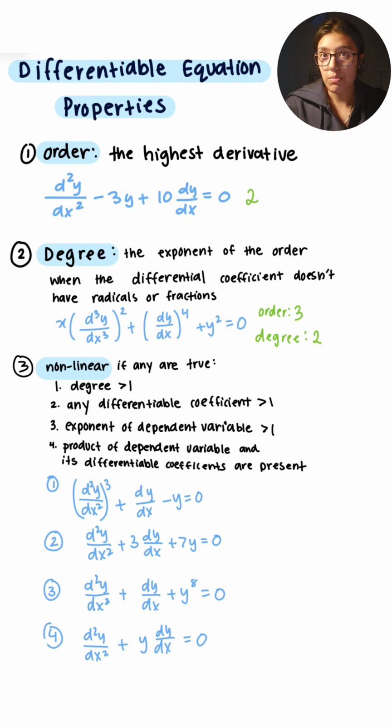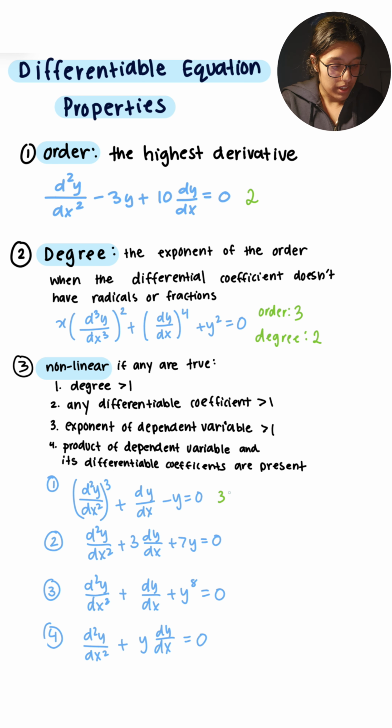Now, what is number 3? Number 3 basically classifies these differential equations into linear or nonlinear. So if any one of these are true, that means your differential equation is nonlinear. So first is that we have a degree that is greater than 1. Now going back to our second definition, we know a degree is the exponent of the order, provided this differential coefficient limitation. So let's go to our first example over here. The reason this is a nonlinear differential equation is because the degree over here, you could see, that is 3, and that is greater than 1. So I'm going to write 3 is greater than 1, so it is not linear, right?